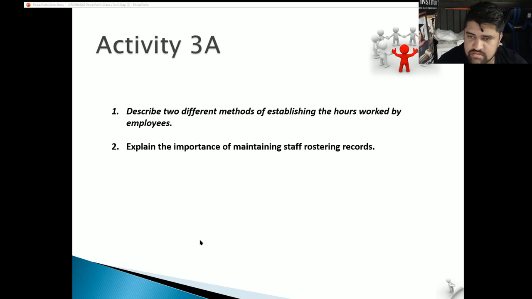All right, so at least include two there. I've given you a few. It's just asking for two there. Number two, explain the importance of maintaining staff rostering records.